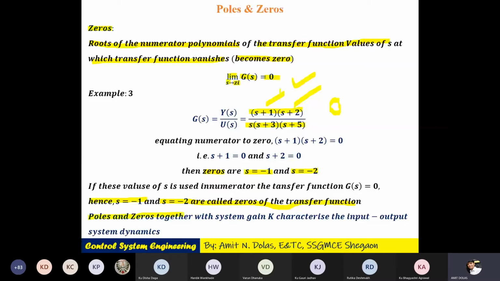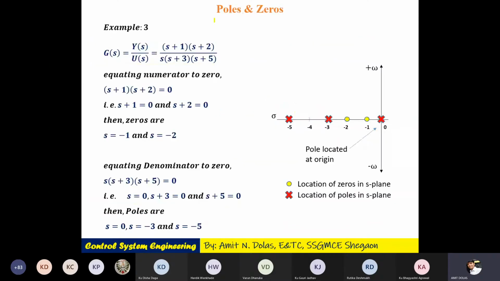Poles and zeros together with system gain. What is system gain? System gain will be bm by an. These three together, pole, zero and gain, will characterize the input and output dynamics of the system. Let's have an example.